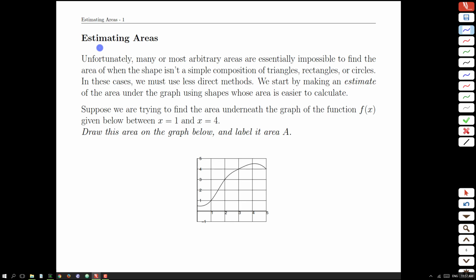In this video, we're going to look at a key process for our area calculations, which is estimating the area. Maybe not getting exact values, but having at least a systematic approach to getting a close estimate for the area.